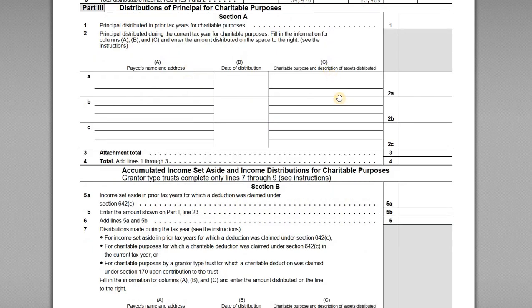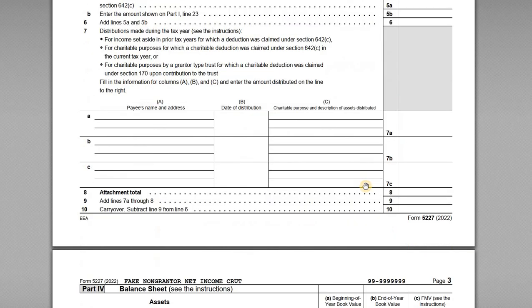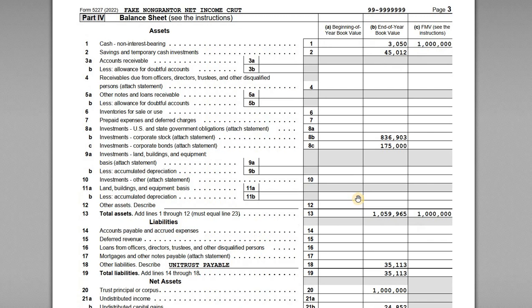Now, part 3, we haven't made any distributions of principal for charitable purposes, right? This is a remainder trust, so the payments going out to the income beneficiary are going to go to the income beneficiary alone for the most part, and then it's going to be that remainder interest that goes to the charitable group. Part 4, the balance sheet.